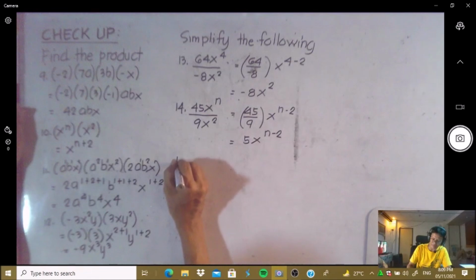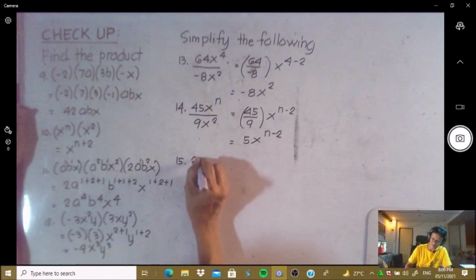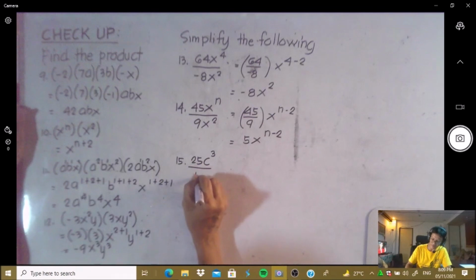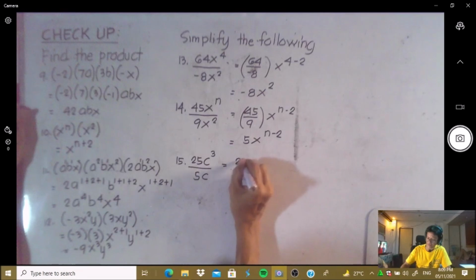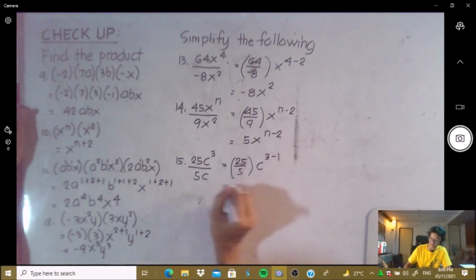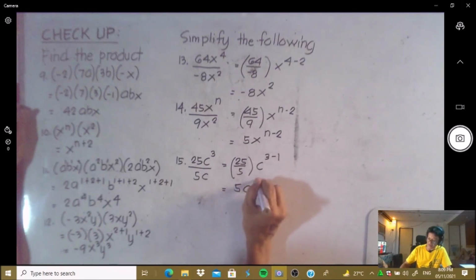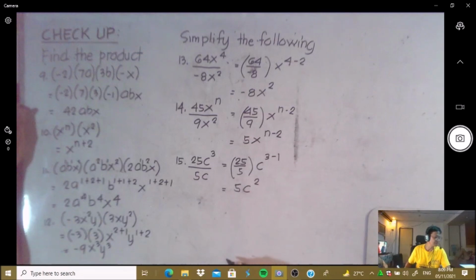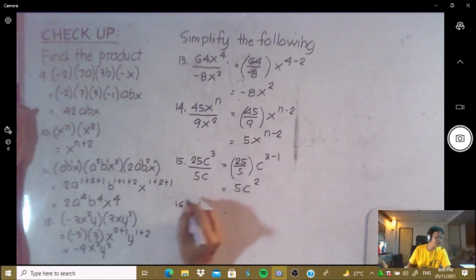Okay, and for number 15, we have 25c cubed divided by 5c. Therefore, we have 25 divided by 5. Then c raised to 3 minus 1. And therefore, we have 5c squared.